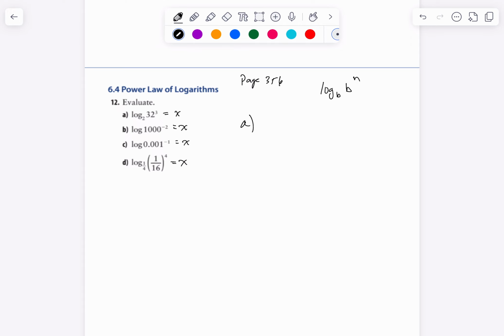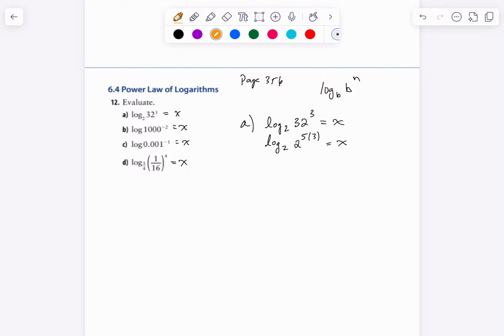So for a, I'm going to have log base 2 of 32 cubed. Our job here is to get a 2 in the place of the 32. So log base 2, 32 is going to be 2 to the 5, and then you've got to multiply by 3, right? Because if you put the 2 to the 5 up top, you're going to end up with the 5 and the 3 both being in the exponent, right?